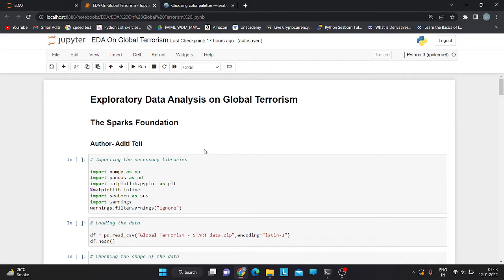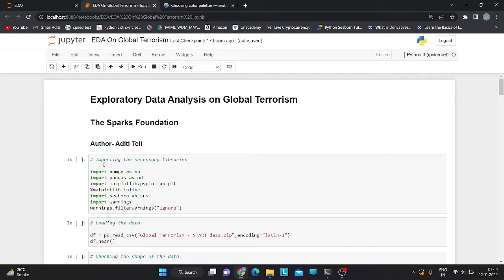Hello all. Today we are going to do exploratory data analysis on global terrorism. So I have the CSV file with me wherein there are many rows and columns in the data set. Practically seeing that CSV file will make no sense. Only when we work on the data, when we filter the data well, we can understand the patterns in the data. So for that reason we are doing exploratory data analysis. So let us get started with it.